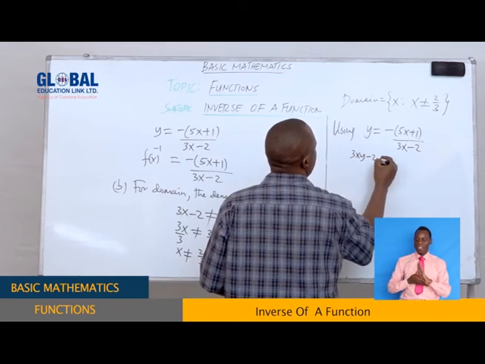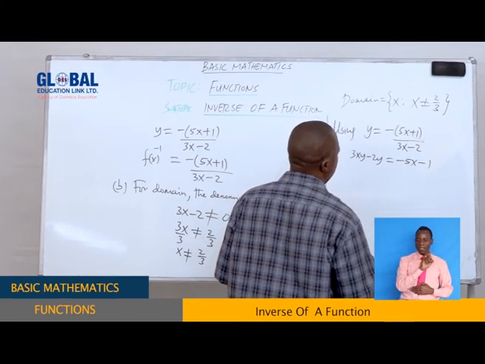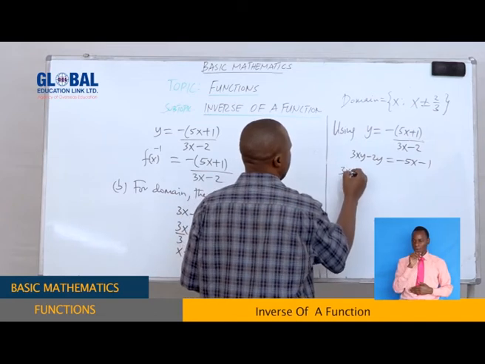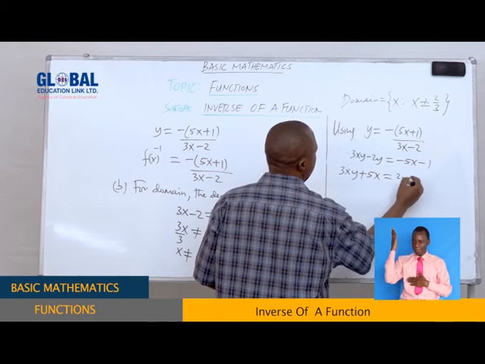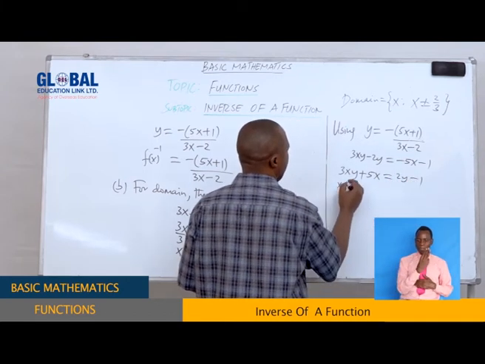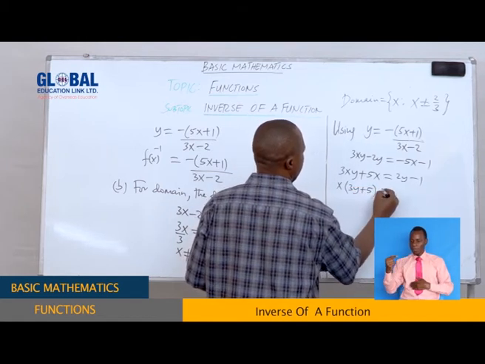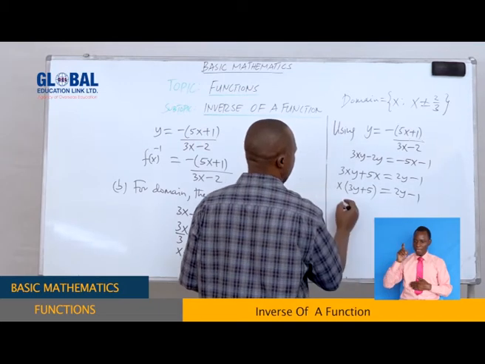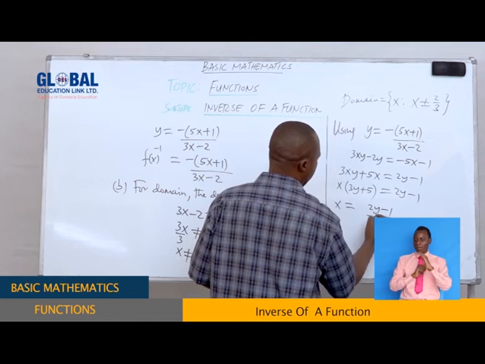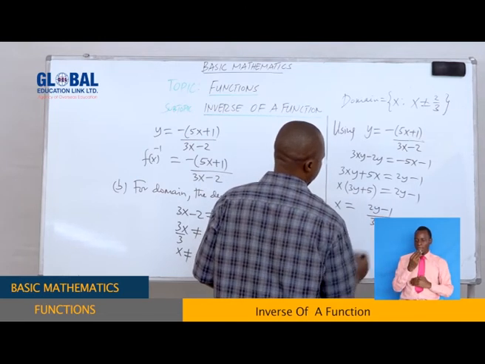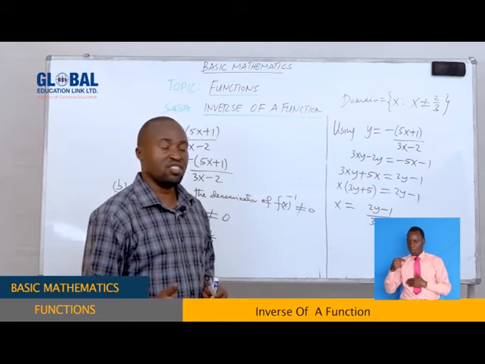3xy minus 2y is equal to negative 5x minus 1. So collecting like terms, 3xy plus 5x is equal to 2y minus 1. So x is common. We have x times 3y plus 5 is 2y minus 1. So x is equal to 2y minus 1 over 3y plus 5. So again, in this case, the denominator is not equal to 0.